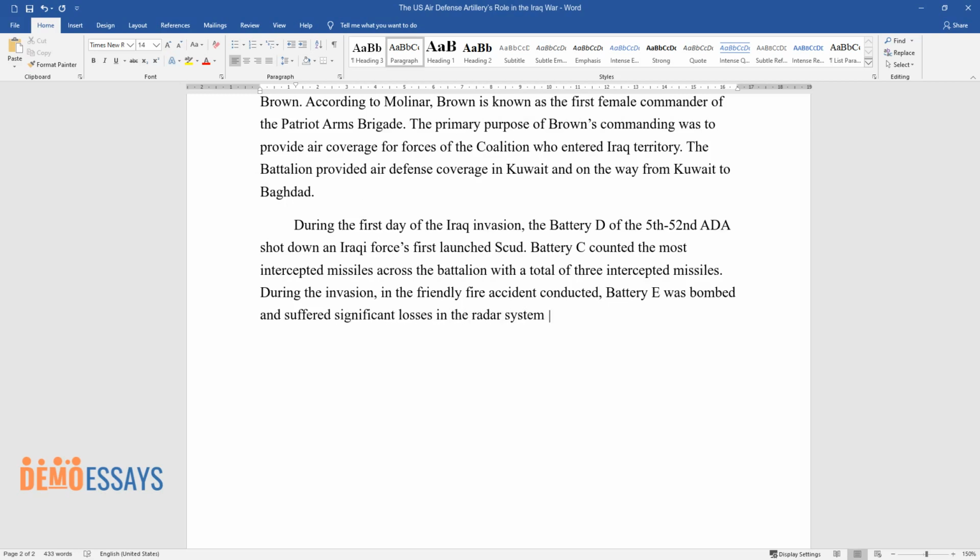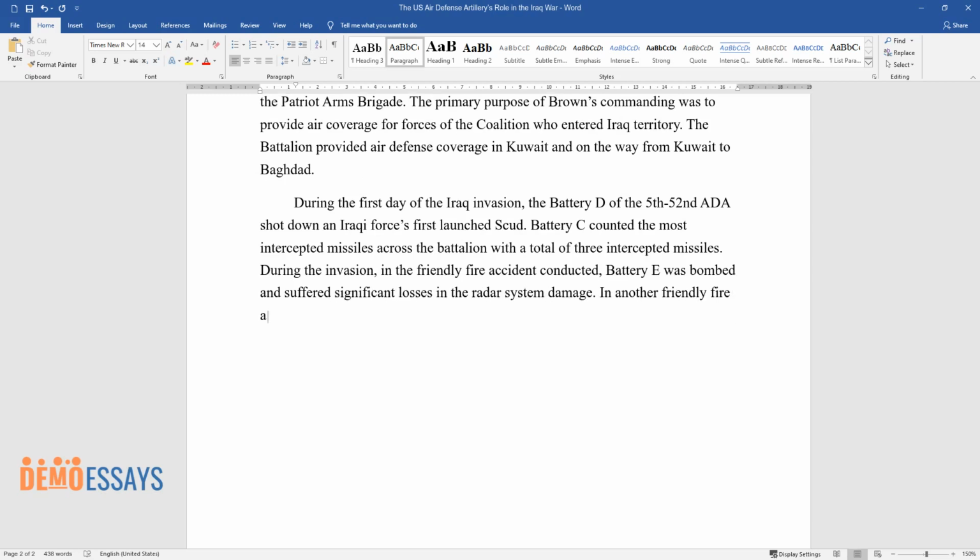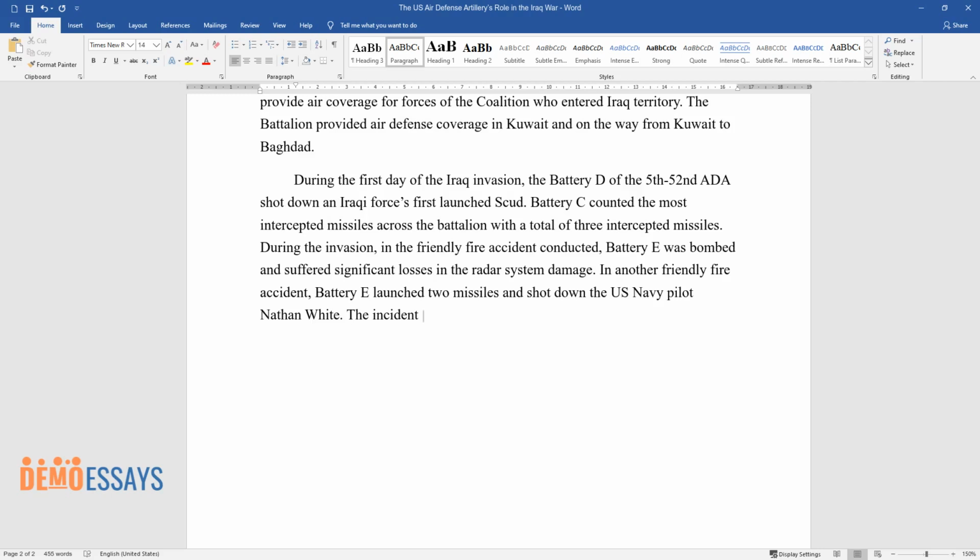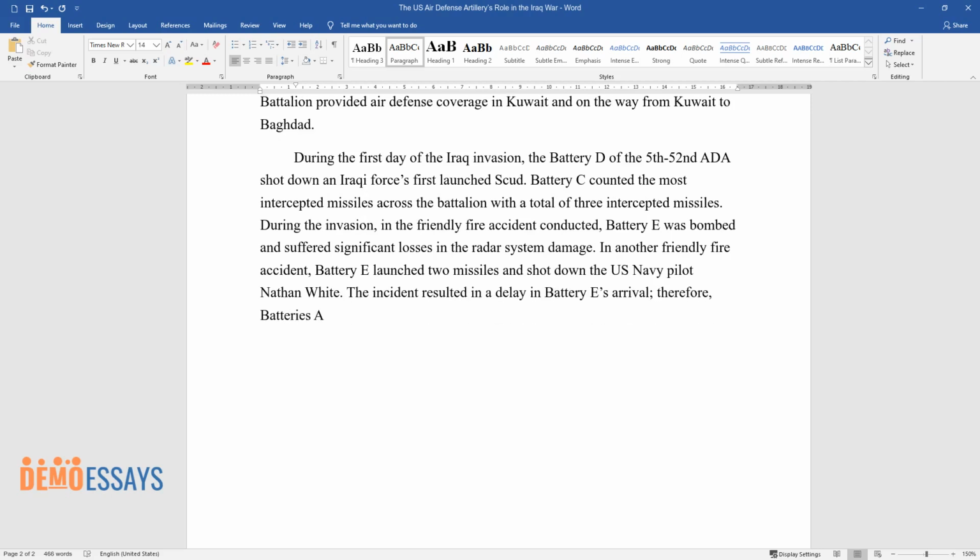In another friendly fire accident, Battery E launched 2 missiles and shot down the U.S. Navy pilot Nathan White. The incident resulted in a delay in Battery E's arrival, therefore, Batteries A and B arrived in Baghdad earlier, becoming the first Patriot batteries in Baghdad.